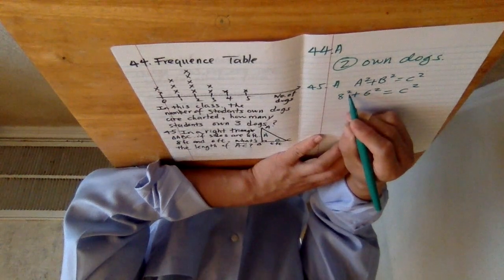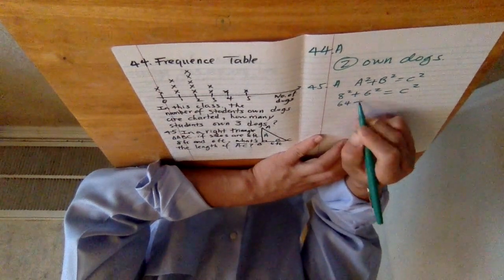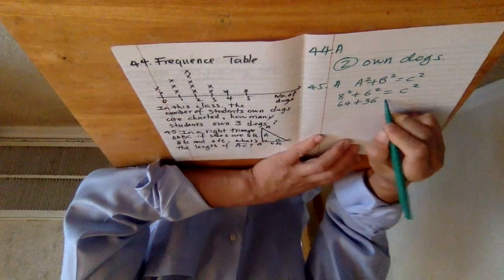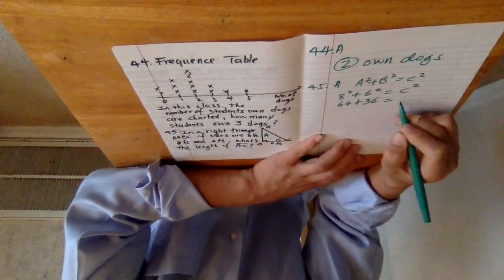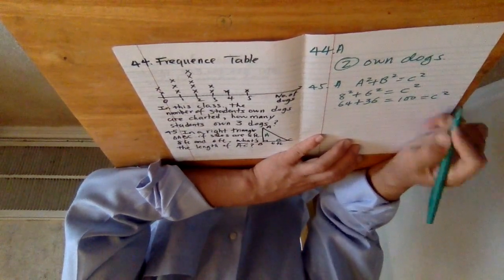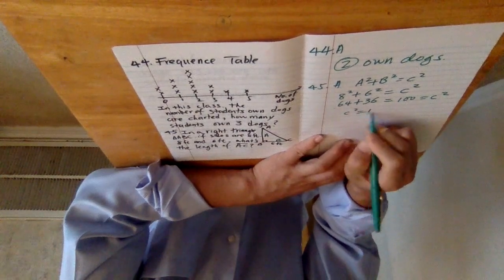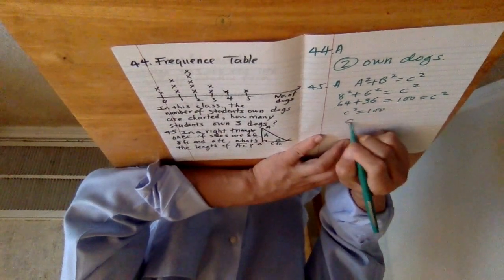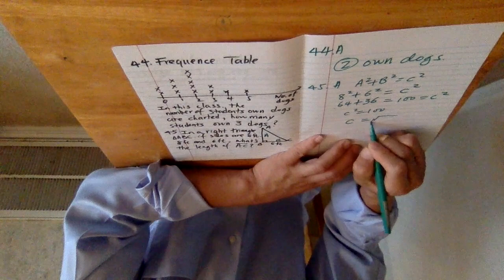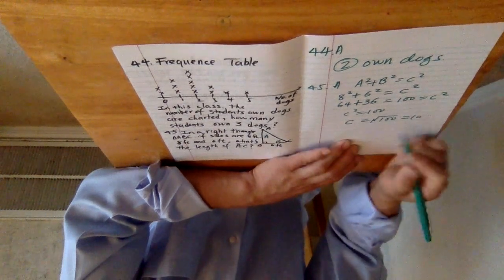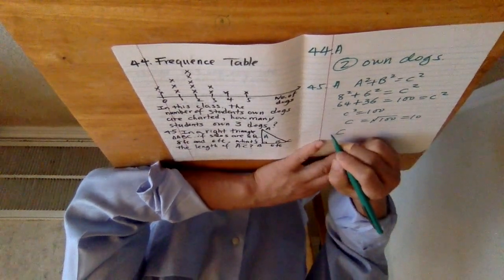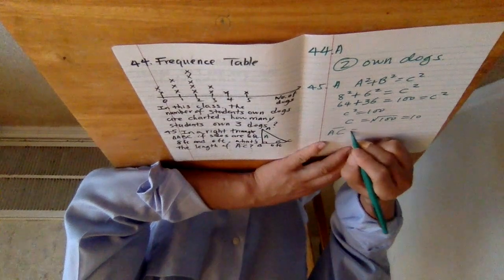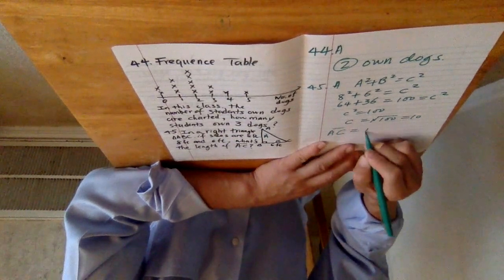So 8 times 8 is 64, plus 36. 64 plus 36 is 100, equals c squared. So c squared equals 100. The square root of 100 is 10. So AC equals 10 feet.